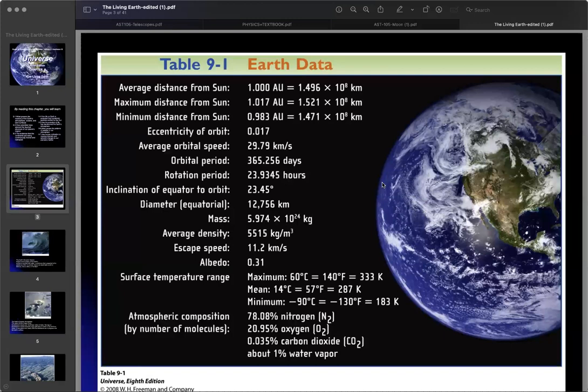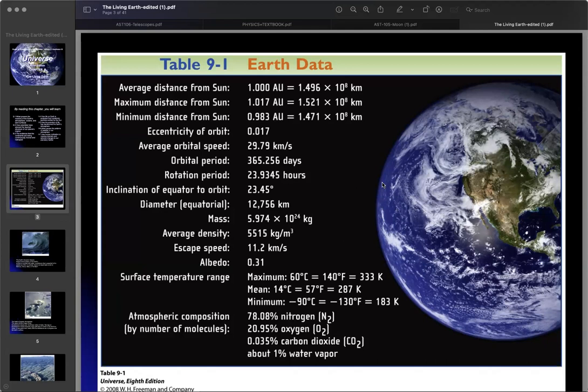The rotation period is 23.9345. This is the time it takes to complete a 360-degree rotation on its axis. This is something that has been explained in more detail in one of the earlier chapters. Inclination of the equator to the orbit. This is the tilt of the Earth's axis, about 23.5 degrees. Diameter, equatorial, 12,756 kilometers. Average density, 5,515 kilograms per cubic meter. Escape speed, 11.2 kilometers per second.